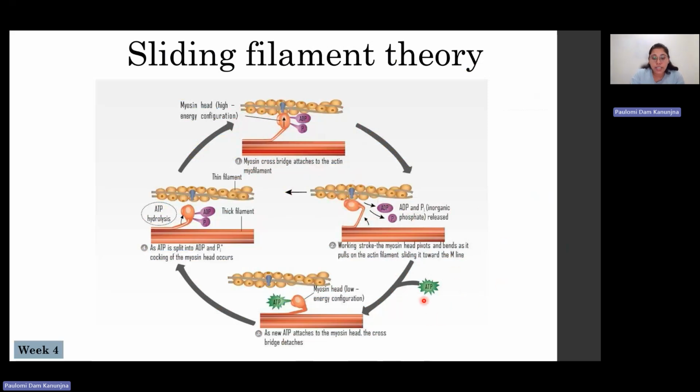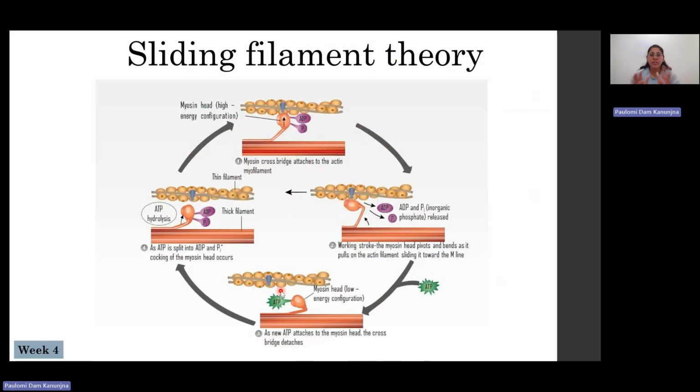Then, as ATP attaches to the myosin head, the crossbridge detaches. So as the movement has taken place, ATP will come and bind, and it will then go back to its original position. It has to relax again, right? It can't stay in the contracted position. The contraction is what gives the movement of the muscle, and the muscle will then go back to its original position due to ATP hydrolysis. So the ATP energy is utilized for your muscle movement, is what the whole sliding filament theory talks about.